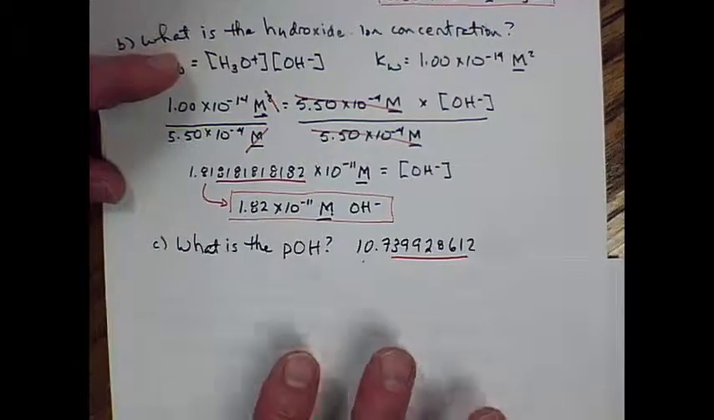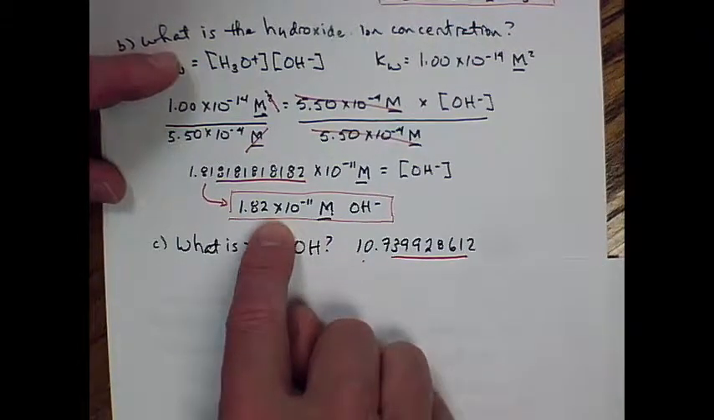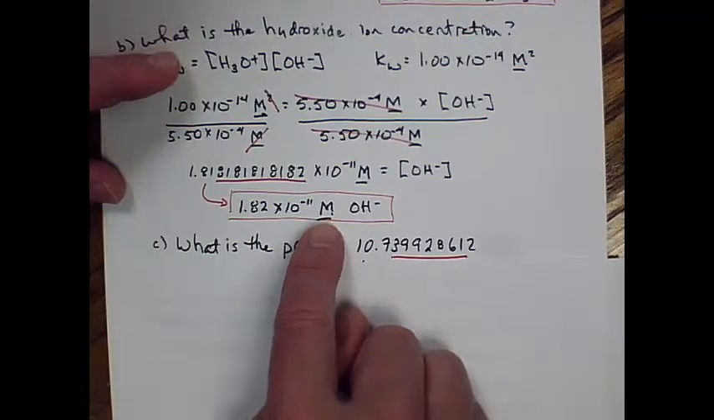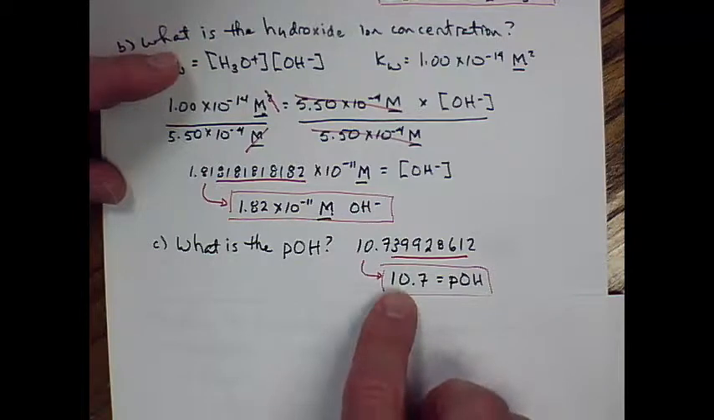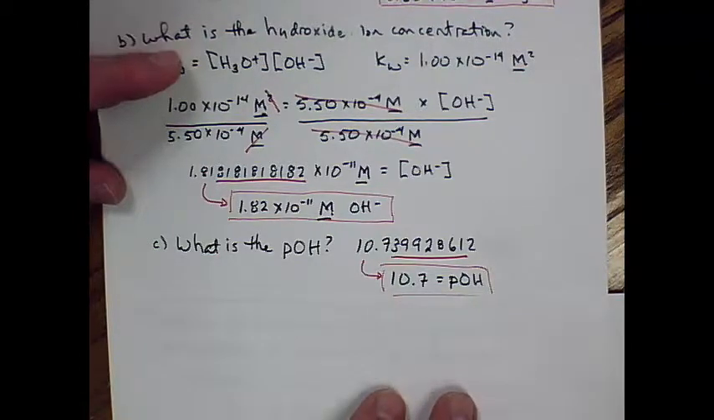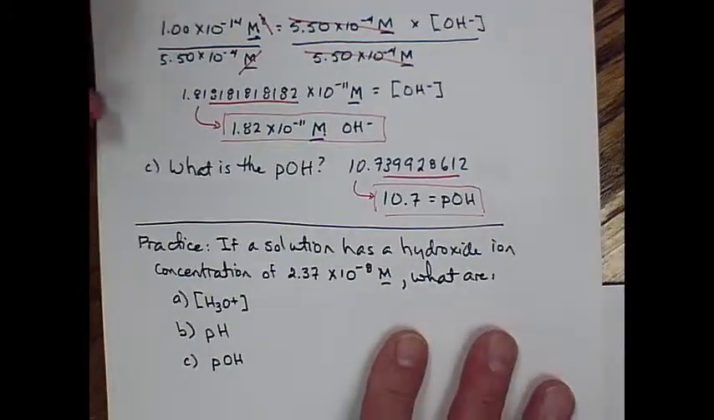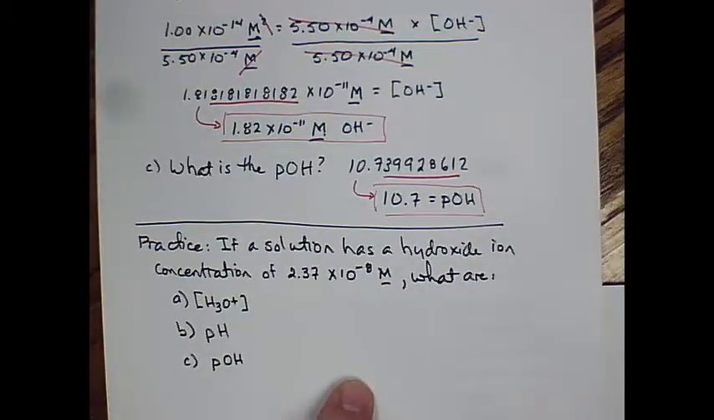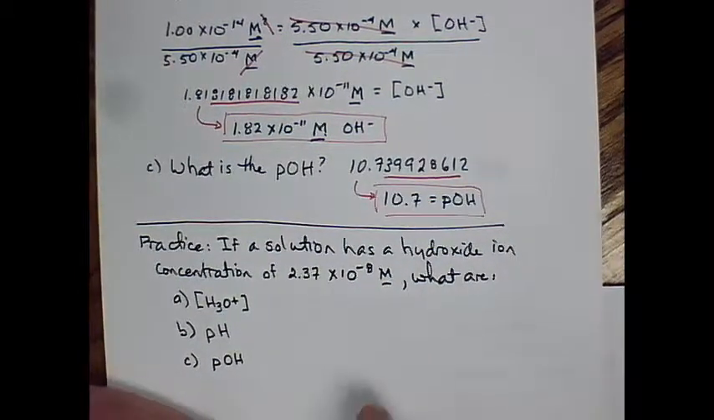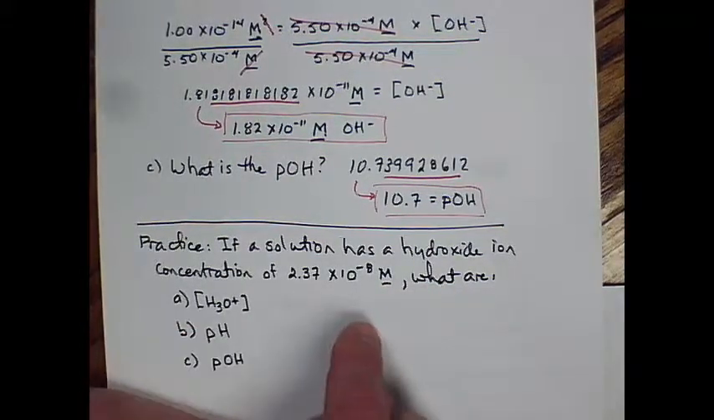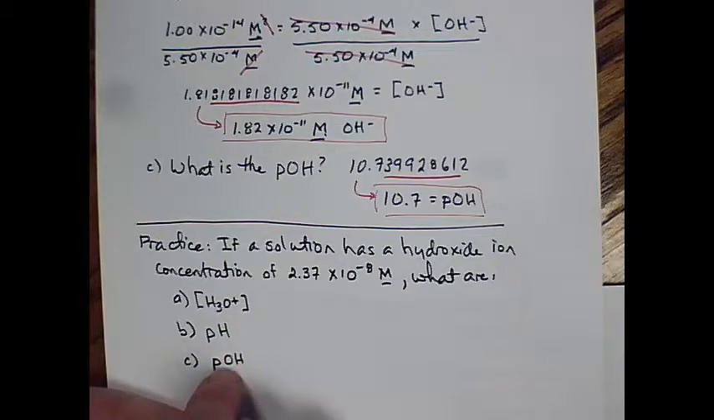All right, so what's the pOH? Well, that's the negative logarithm of this. pOH is the negative logarithm of the hydroxide ion molar concentration. We get this number rounded off to 3 significant digits. So now let's try practicing this problem. If a solution has a hydroxide ion concentration of 2.37 times 10 to the negative 8 molar, what are the hydronium ion concentration, pH, and pOH?